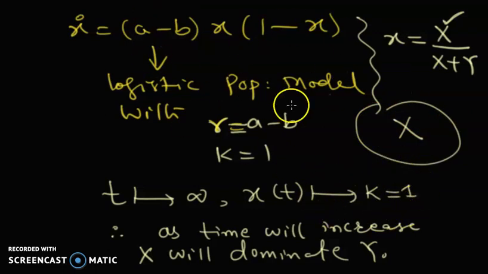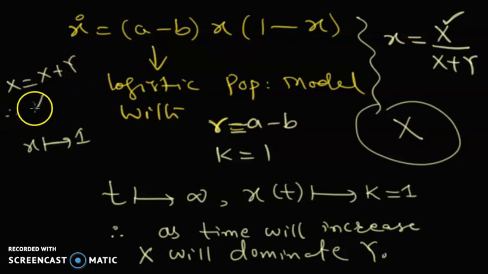This means 100%. x goes to 1 means that this population x has become x plus y. Therefore, x over x plus y has become 1. So that means at the end of the day, you will be left with only this population. This is why we say that there is survival of the fittest. The one that dominates, the one that is growing faster, will dominate the other one.